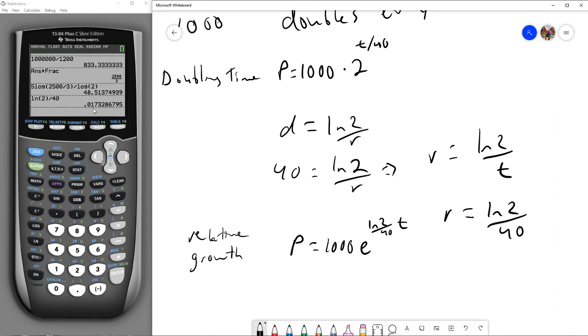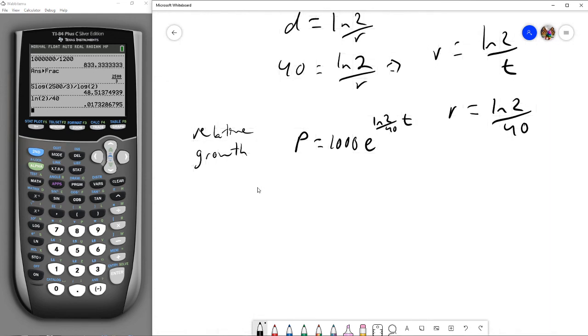Versus if I use 0.0173, and if I round, so I rounded and cut off all these other digits, then my answer will be off slightly. And we'll do an example showing that.